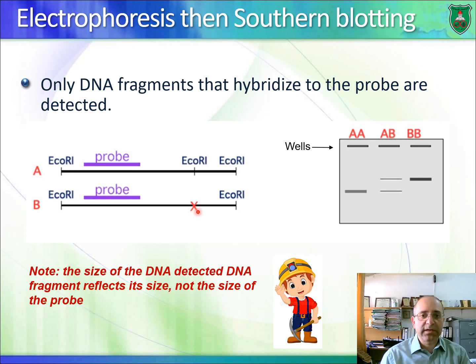So notice that if a person is homozygous for allele A, you would have only one fragment, or only one band. And this band represents this fragment right here. Again, the fragment does not represent the size of the probe. It represents the size of the fragment that is recognized. Remember that. So it's almost like you have a light, you have a probe right here.